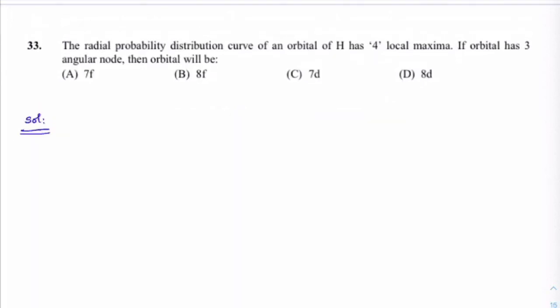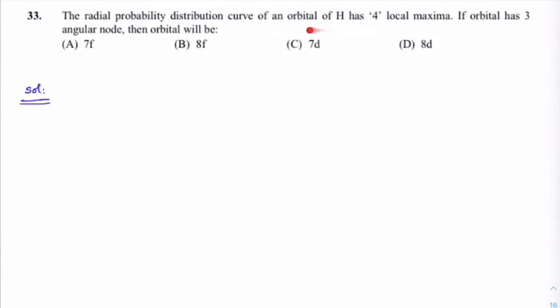See this question. The radial probability distribution curve of an orbital of hydrogen has 4 local maxima. If the orbital has 3 angular nodes, then the orbital will be? First, let me write the formulas. Radial nodes of any hydrogen like atom would be equal to n minus L minus 1. Angular nodes will always be equal to L. Angular nodes is already given to us as 3, so L value is 3 is what we know. But we have not been given the information of radial nodes, but the maxima were given.